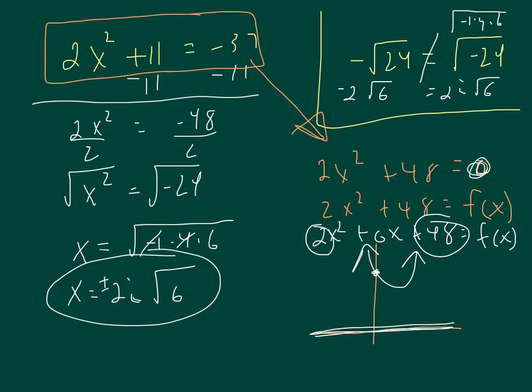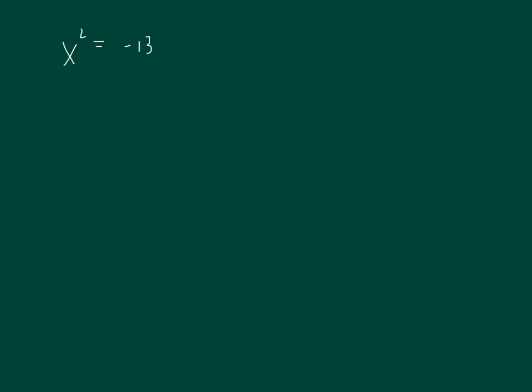It doesn't have any zeros. What are we looking for over here when we solve? We're looking for the zeros. You're looking for something that doesn't exist, so you're going to get answers that have imaginary values. Ding, ding, ding. Let's try a couple more.